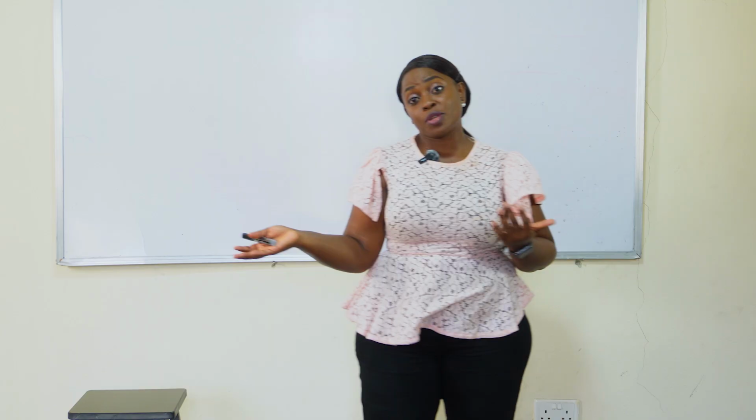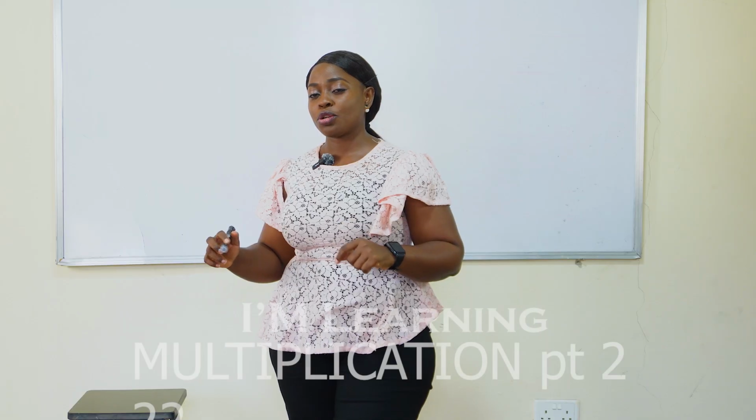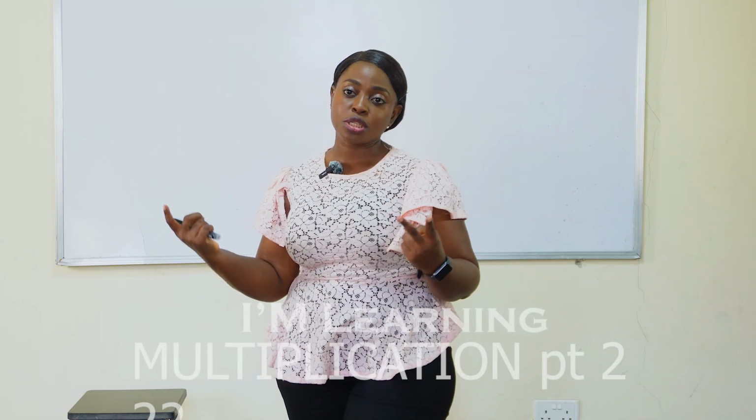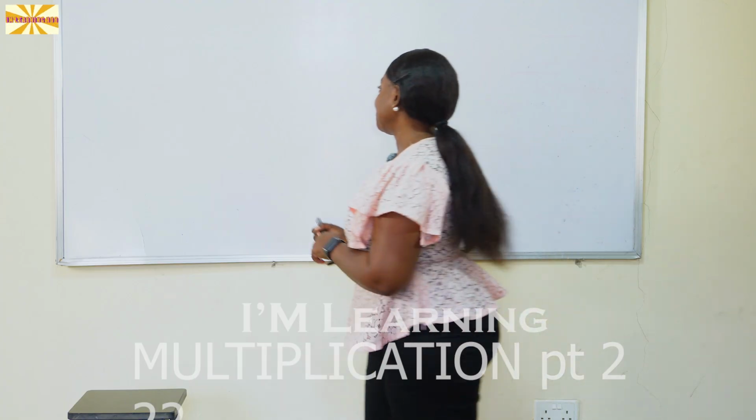All right, guys, so we have looked at the multiplication table and I have given you tips and tricks on how to make learning the multiplication table super fun and easy. The next thing that we're going to be looking at is multiplication of two-digit numbers by one digit. So we're going to be looking at a couple of examples and I'd like us to do them together.